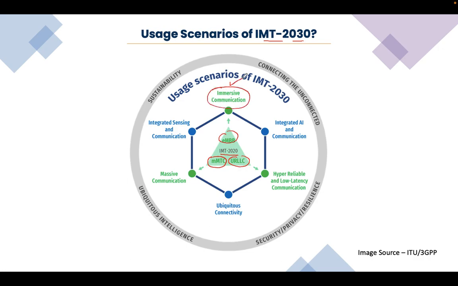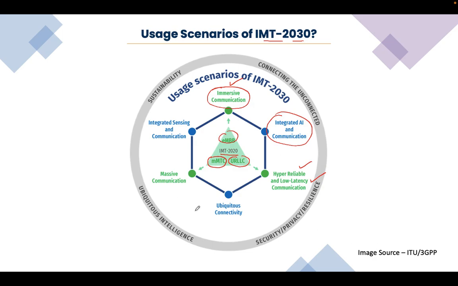The first service area is immersive communication. The second one is integrated AI and communication, where AI can be integrated in your communication scenarios. We are talking about hyper reliable and low latency communication. We are taking this URLLC to the next level, where we are talking about latencies lesser than 1 millisecond, or maybe in some scenarios lesser than 0.1 millisecond.